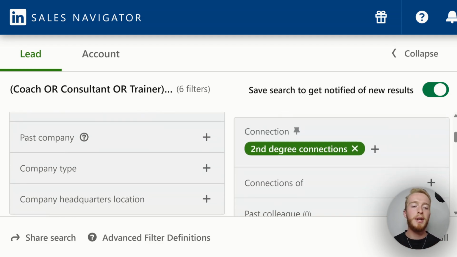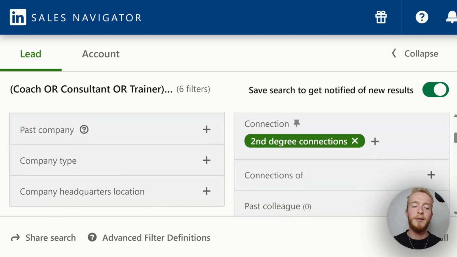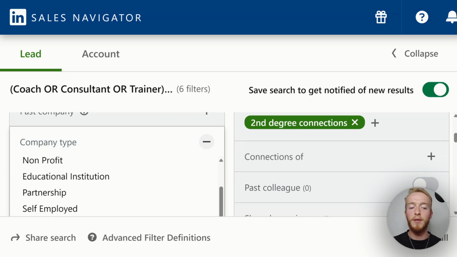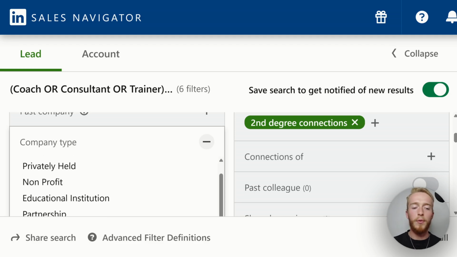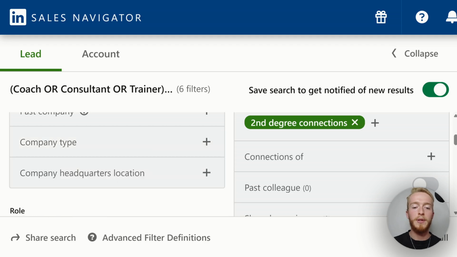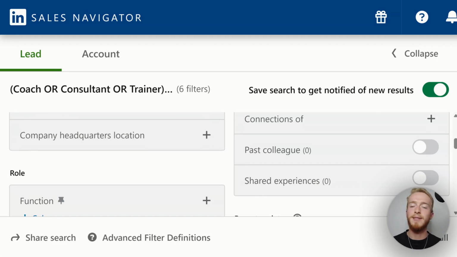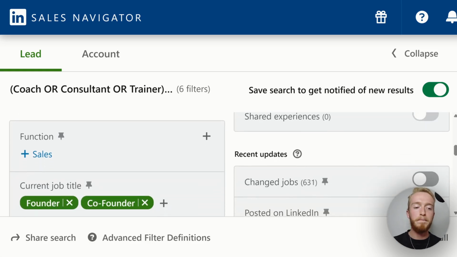Second thing, past company. That said, unless you target people from a specific company, it's not that interesting. Company type, you can actually play around with this in terms of public company and self-employed and such. I don't usually touch that so much. Or, for example, if you're targeting non-profit, that might be quite useful. But a lot of the times, that's not so much of a priority. Company headquarters location. That said, this really isn't that important as well. If you are going to filter for location, ignore this. There's another filter that we can look for, so that's fine.